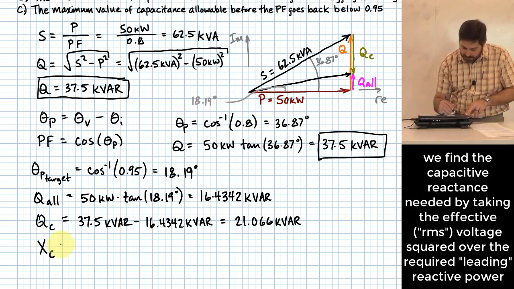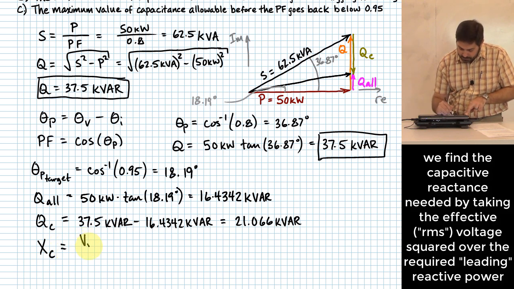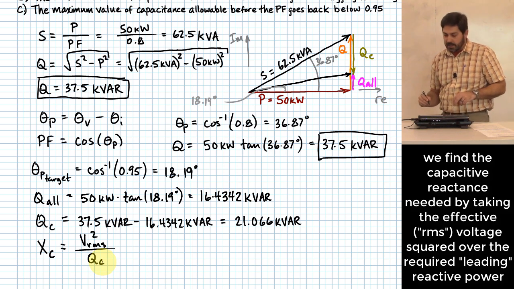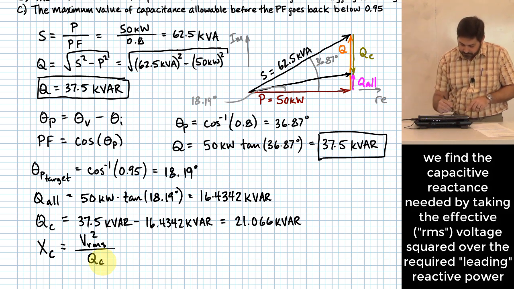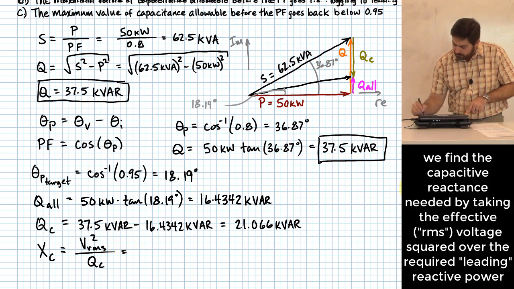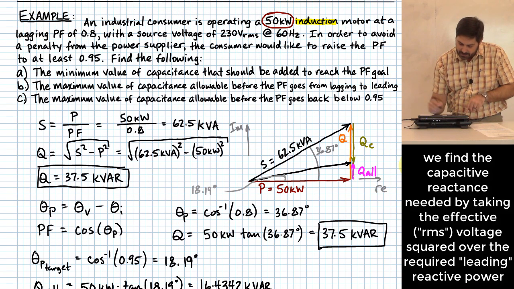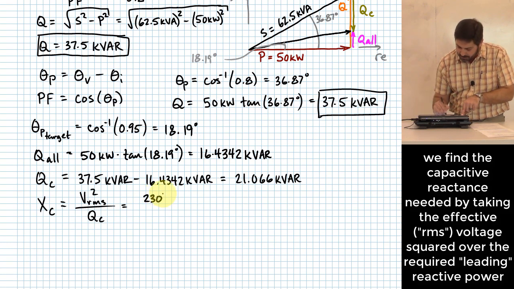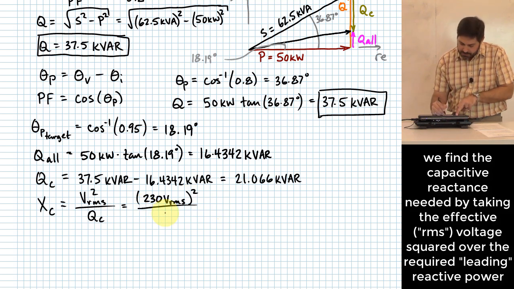And so we can go into the formulas I gave you just a second ago that say that the reactance that we need, X sub C, has to be equal to the RMS voltage that we're driving all this with divided by the reactive power that we need to add with our capacitor, right? And these are both values that we now know, right? Up here at the beginning, we said that we are driving this with 230 volts RMS, right? So this is just going to be equal to 230 volts RMS squared over Q sub C. And Q sub C we just figured out was 21.066 kVAR.